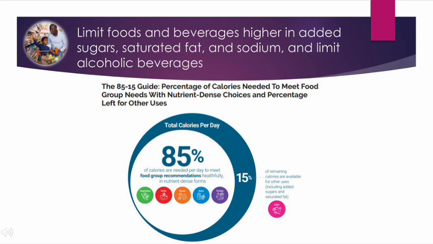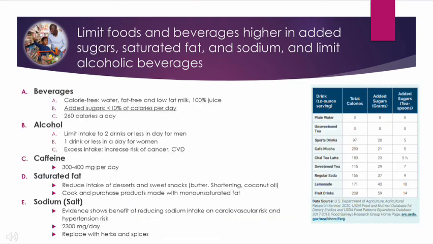So the key takeaway here is this: build your diet around nutrient-dense foods and limit those that increase disease risk, because small daily choices have a big impact on long-term health. Now we move to what should be limited in the diet. This slide highlights 4 major components that contribute to chronic disease: added sugars, saturated fat, sodium, and alcohol.